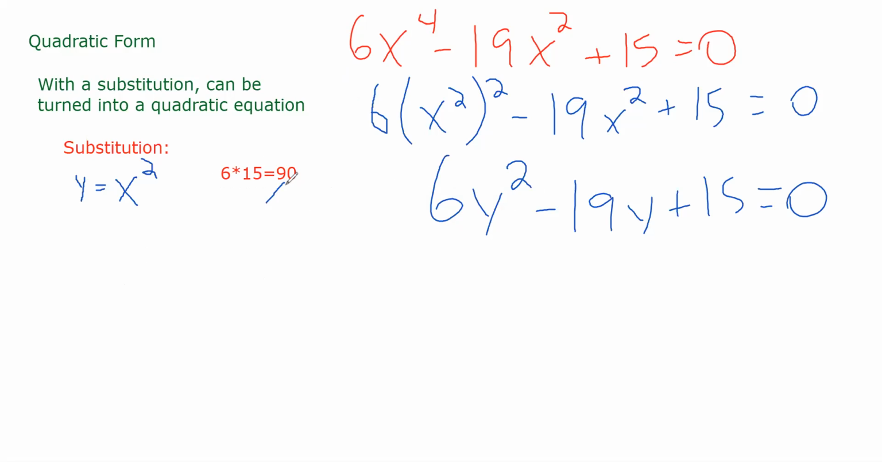Now, just like earlier, we need to find two numbers that multiply together to give you positive 90, but when I add the numbers, I get negative 19, the number in front of the single y term here. Can you think of two such numbers that will do it?